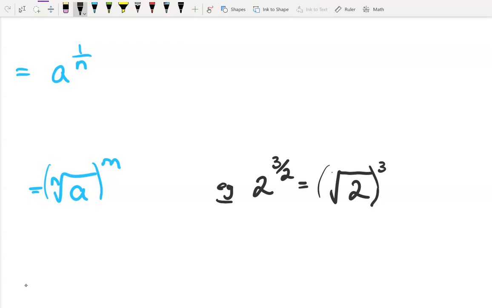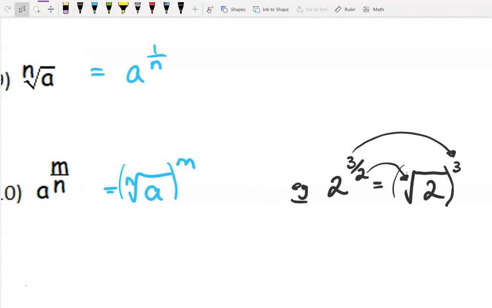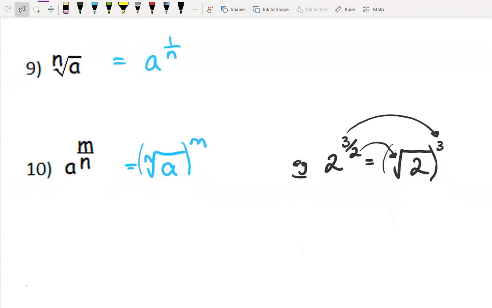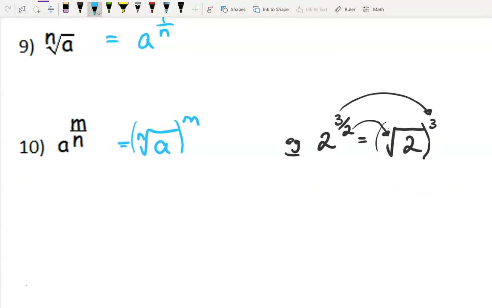Okay, so the top part of the fraction becomes the power. The bottom part becomes the index. You might want to highlight that a little bit. Let's just write it out here again. If we have a to the m over n, the n is the index, and the m is the power.